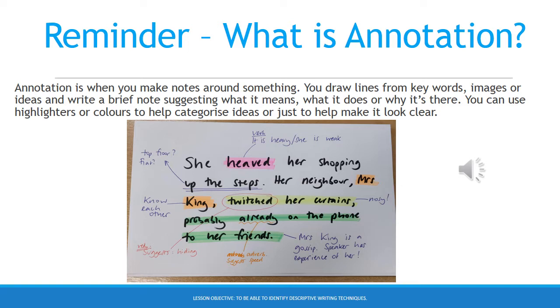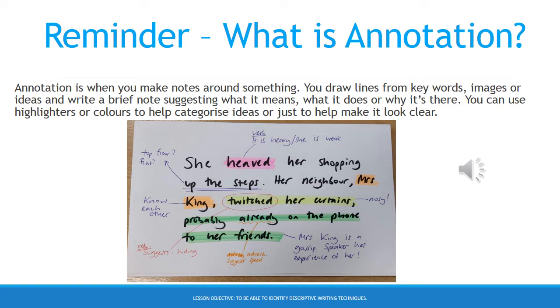We've got up the steps. That could suggest she lives, well, she might just live in a house with steps up to it, but she might live on the top floor. She might live in a flat. That could suggest something about her income or something similar. Her neighbour, Mrs. King, we've got Mrs. King, so she clearly knows her by name, so they know each other. But we get the impression they're not friends from what follows on.